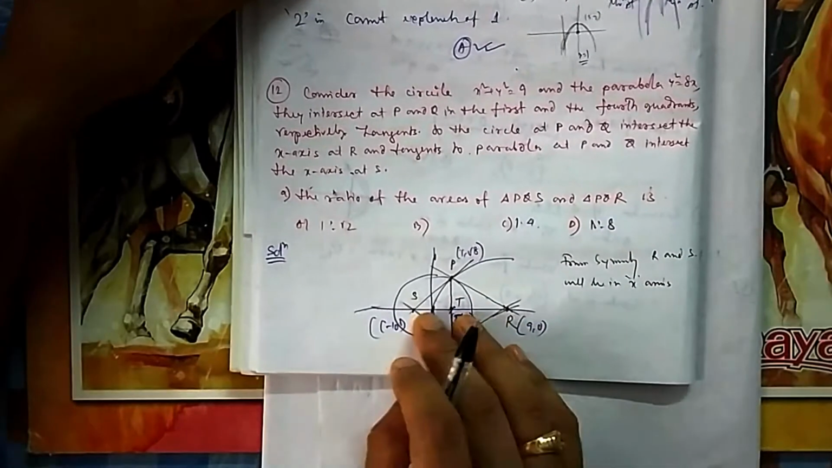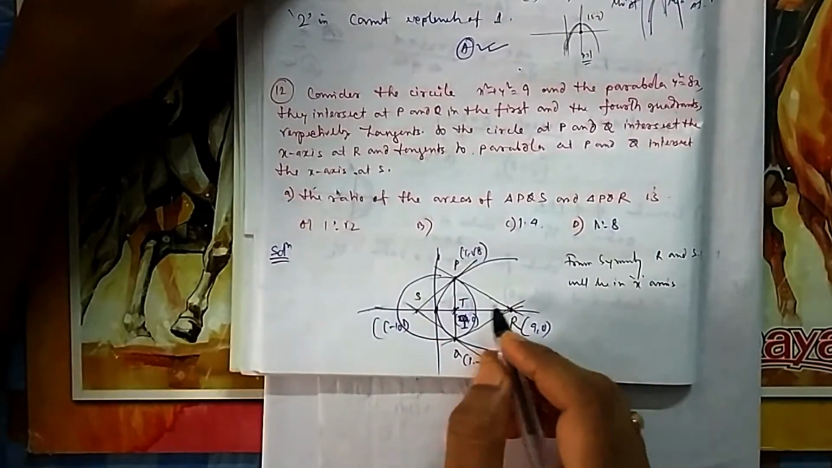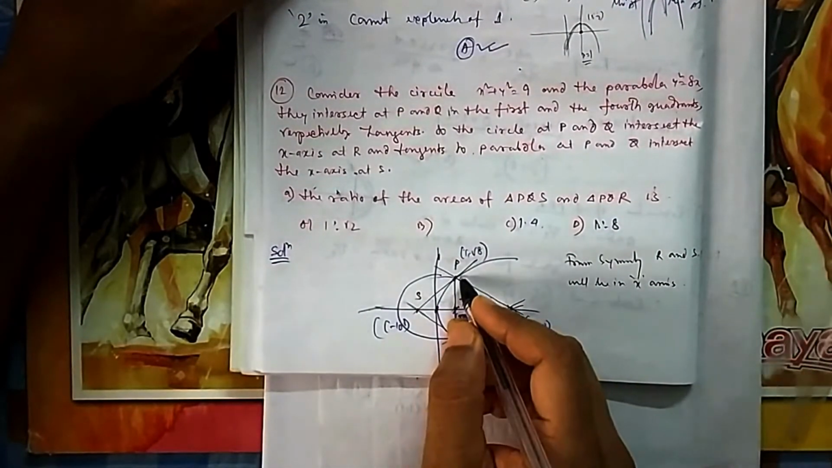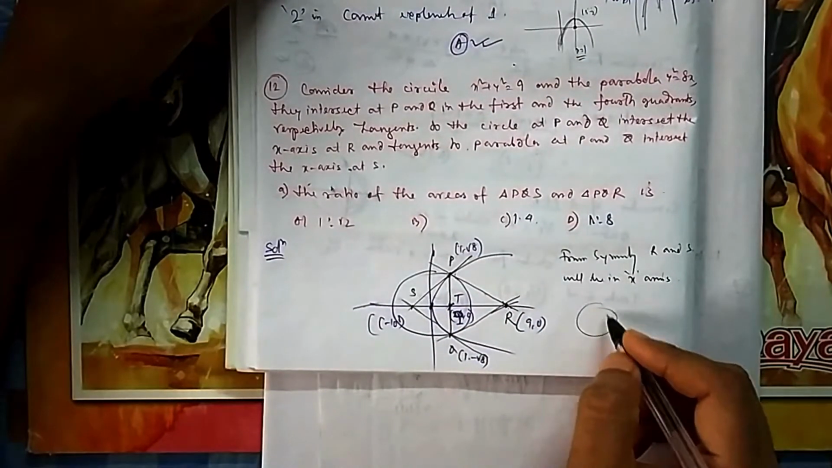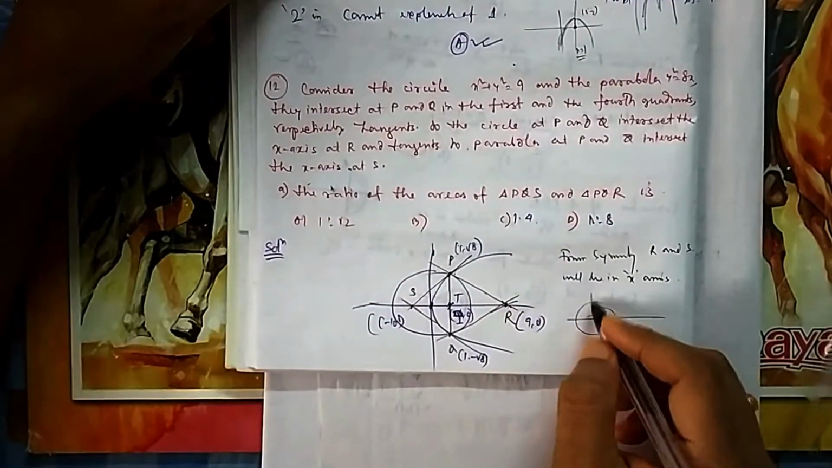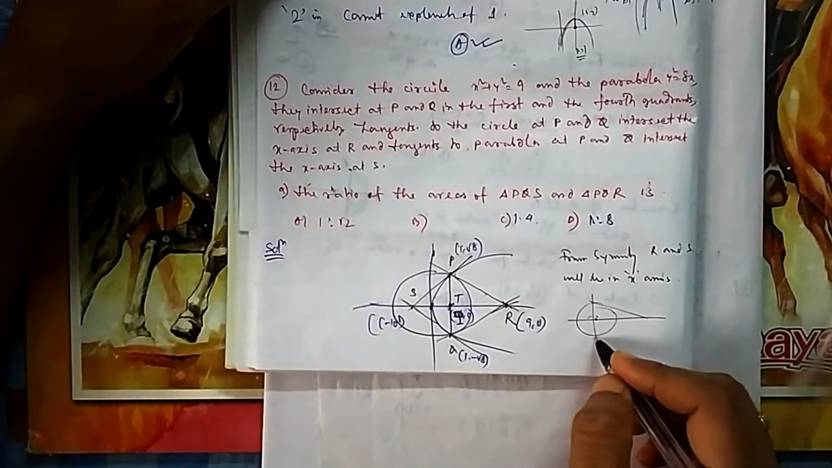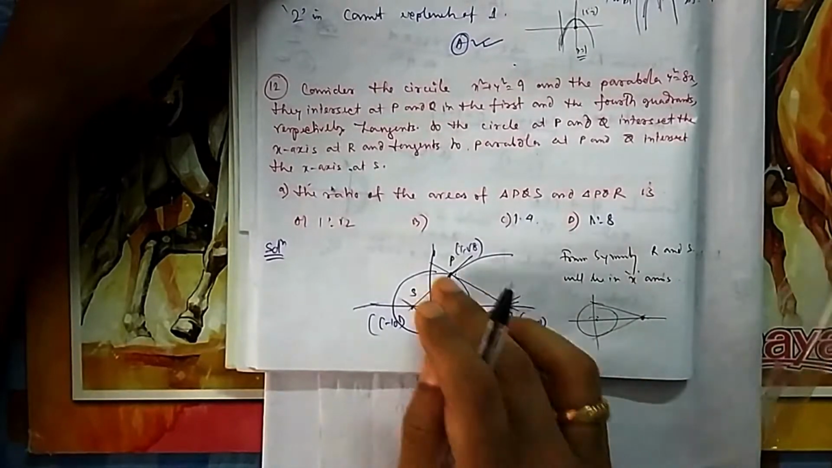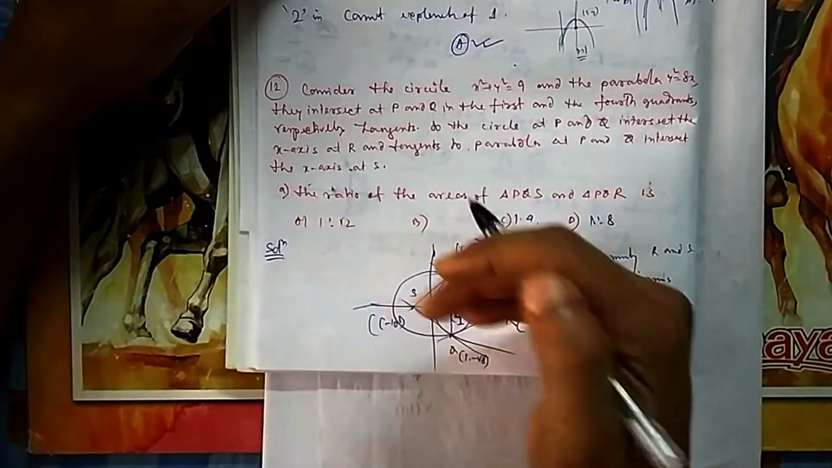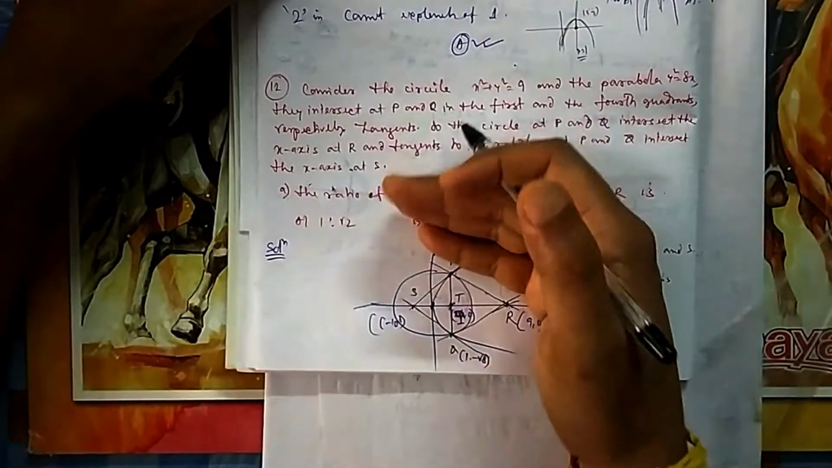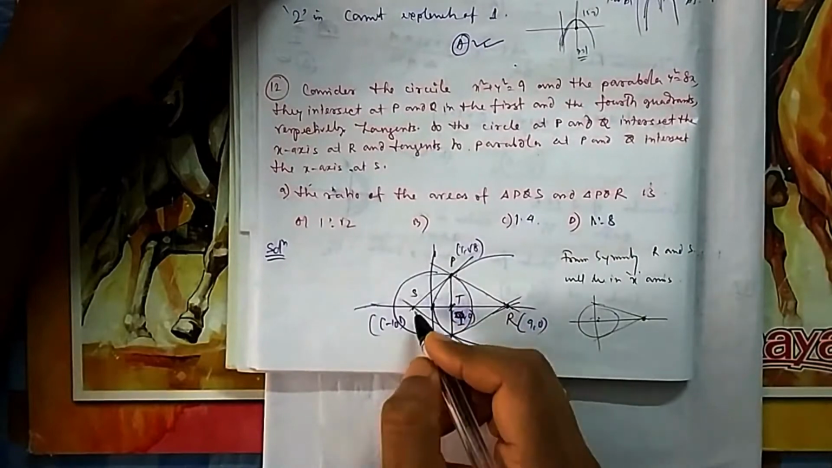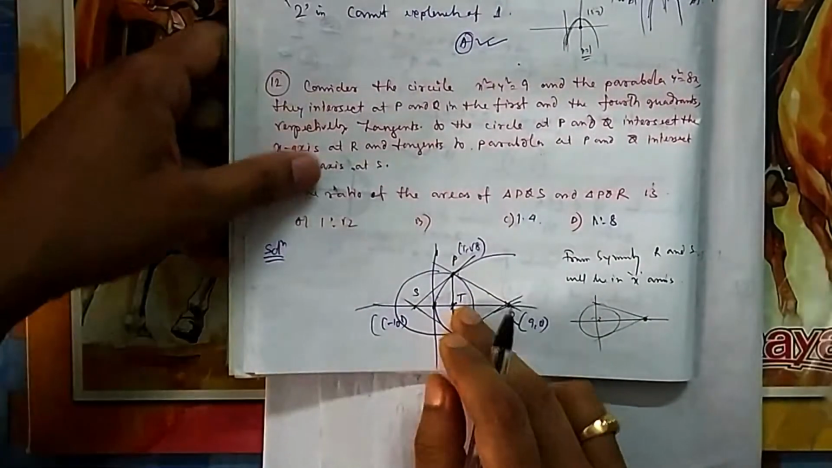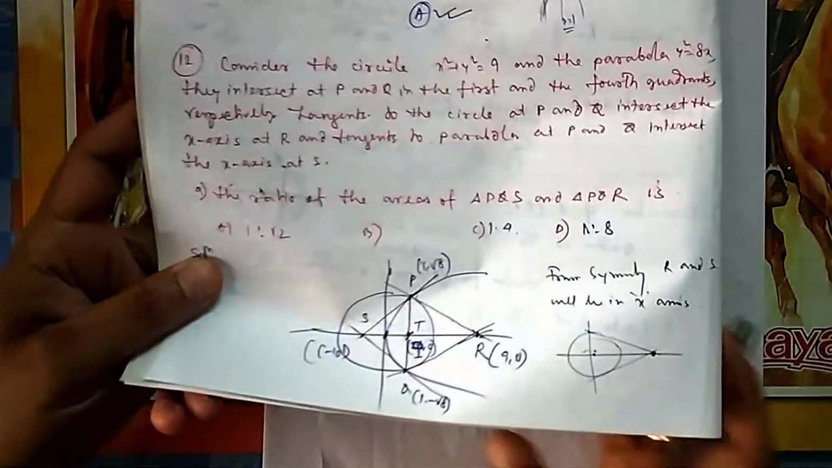So you can see from the symmetry itself, they will meet at the x-axis. You can visualize the symmetry, because if the circle is centered at the origin, and if you take a tangent here and a tangent here, obviously from the symmetry you can feel it. The circle and the parabola are symmetrical about this axis, so they will meet on it. So you can visualize from the symmetry itself that the y coordinate will be 0.